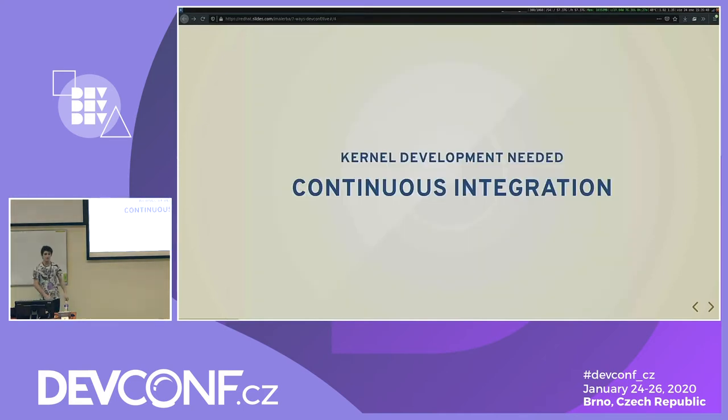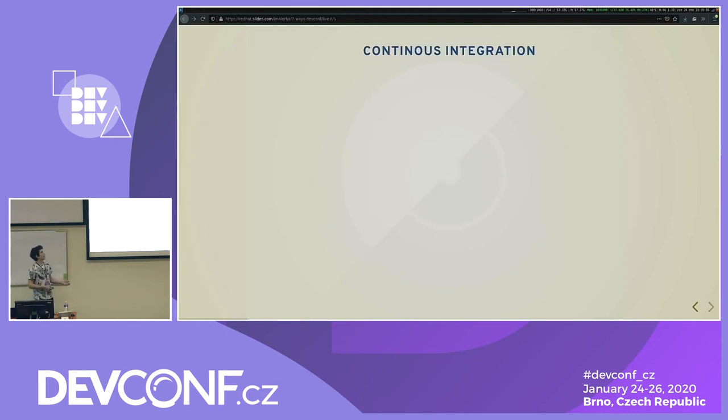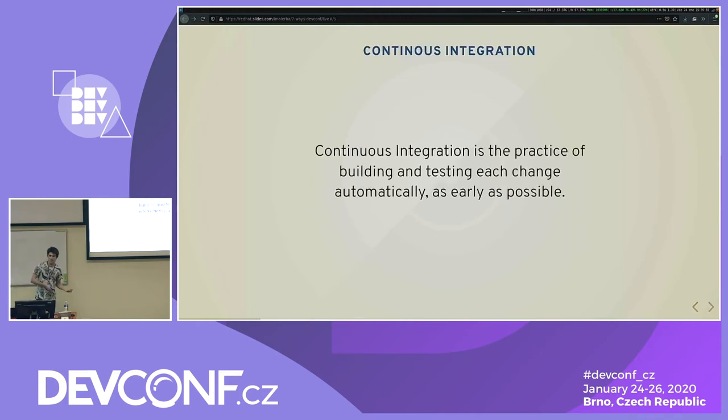into the kernel development. I know probably most of you know already what CI means, but just in case, continuous integration is the practice of building and testing each change automatically as early as possible. This means that using a Git workflow, every time you push a commit to a repository, a pipeline gets created where your change goes through a build, some tests, and whatever other checks you have to do to check that your changes match the criteria.